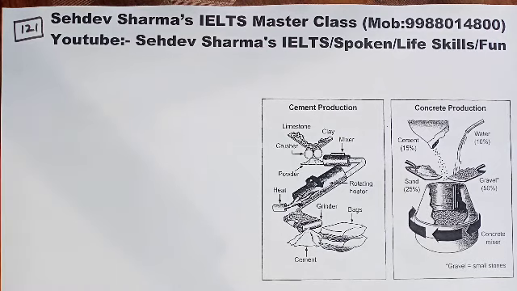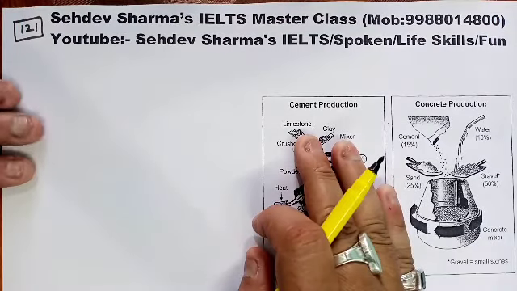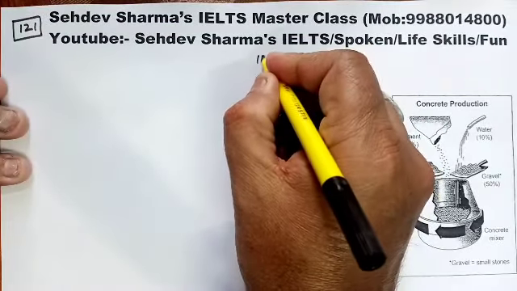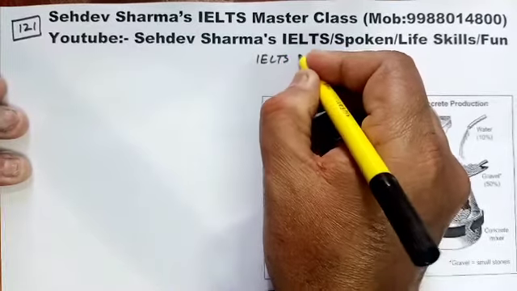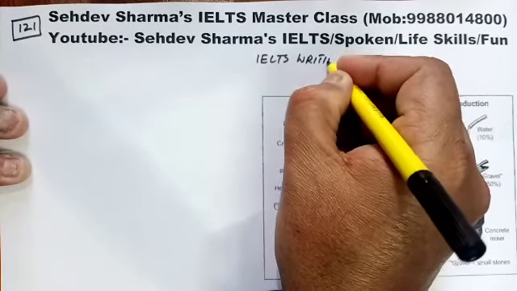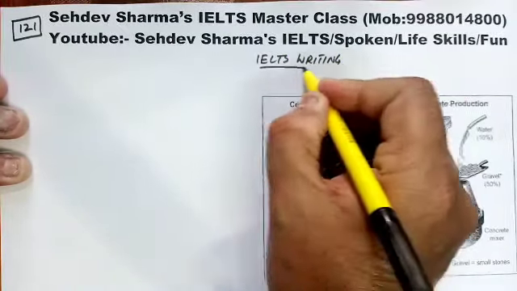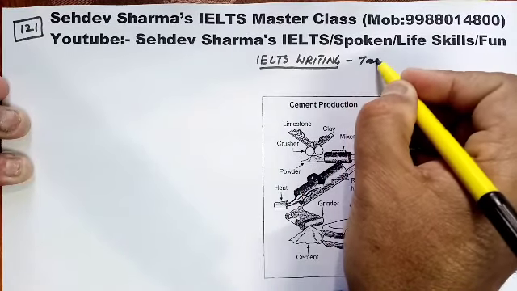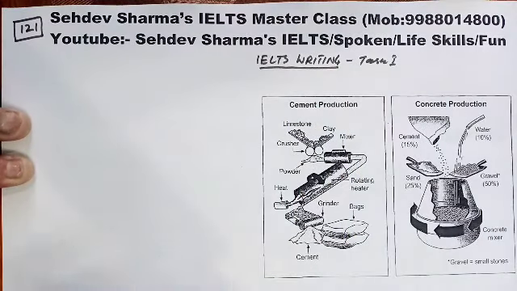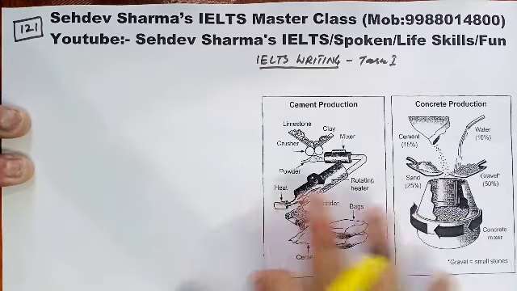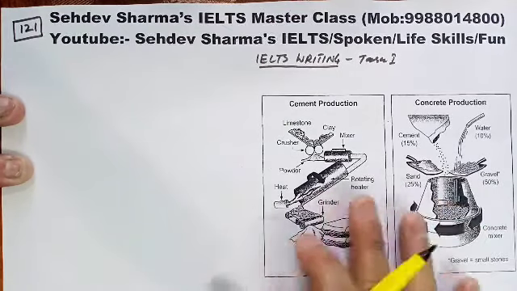Dear students, we are making a lot of videos for you, especially for your IELTS exam. And in this series, today we are having the 121st video, in which we are going to discuss your IELTS writing, especially academic Task 1. We are going to discuss something about process, how it is to be written.